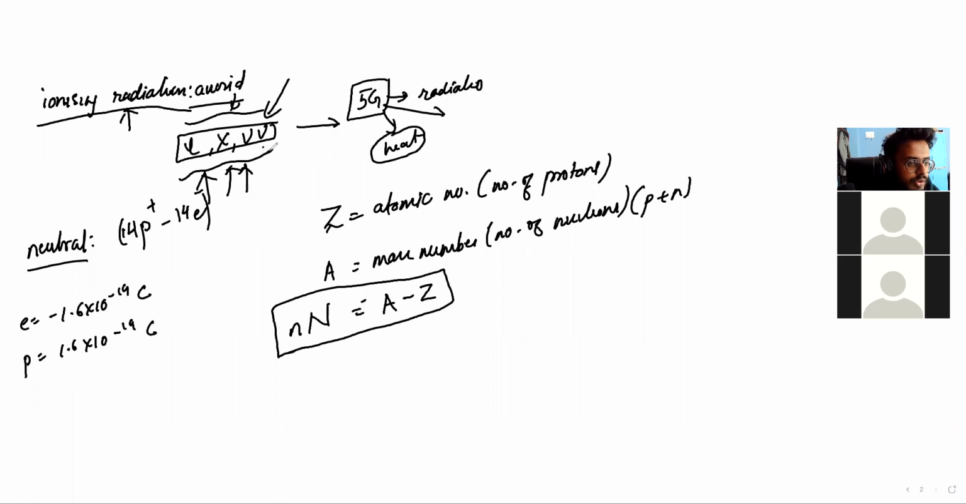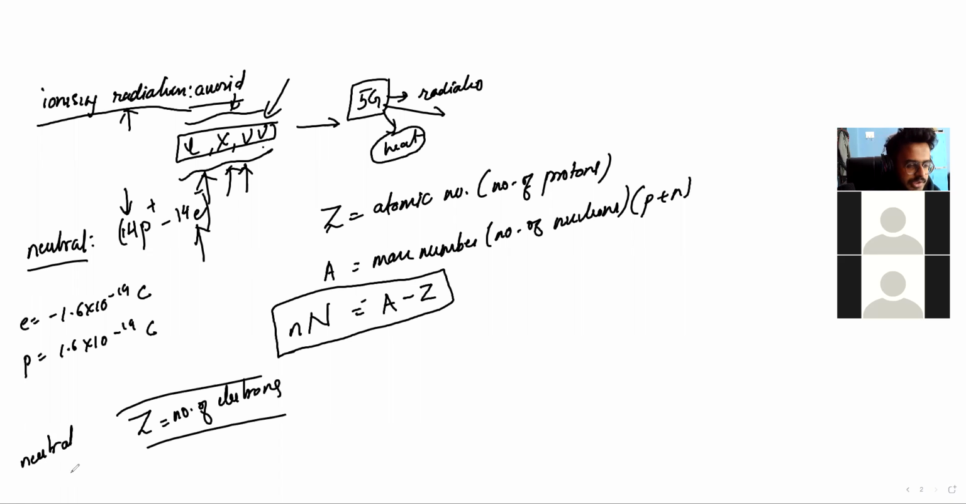So if you have 14 protons in the nucleus of an atom, to make it neutral, you need to have 14 electrons revolving around the nucleus, right? So for a neutral atom, atomic number Z is equal to the number of electrons as well. This is only for a neutral atom, okay?